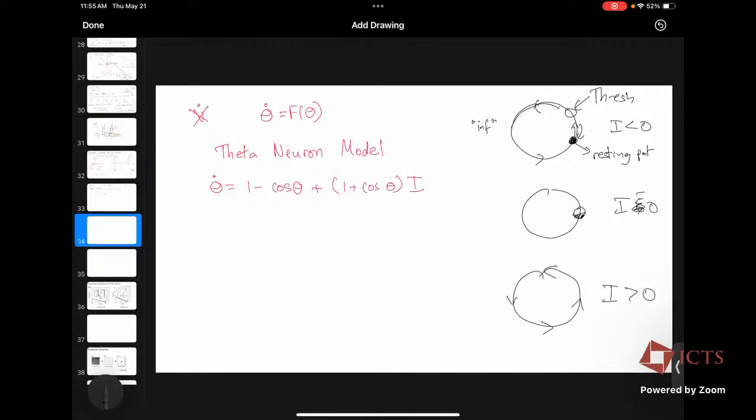I will leave you to look at various textbooks for this. If you look at the Izhikevich textbook, you can find the full title, I'll share the slides with everyone. You look at section 3.38. You will have more of a description of what it means to set up something like this. So this is called a theta neuron model.